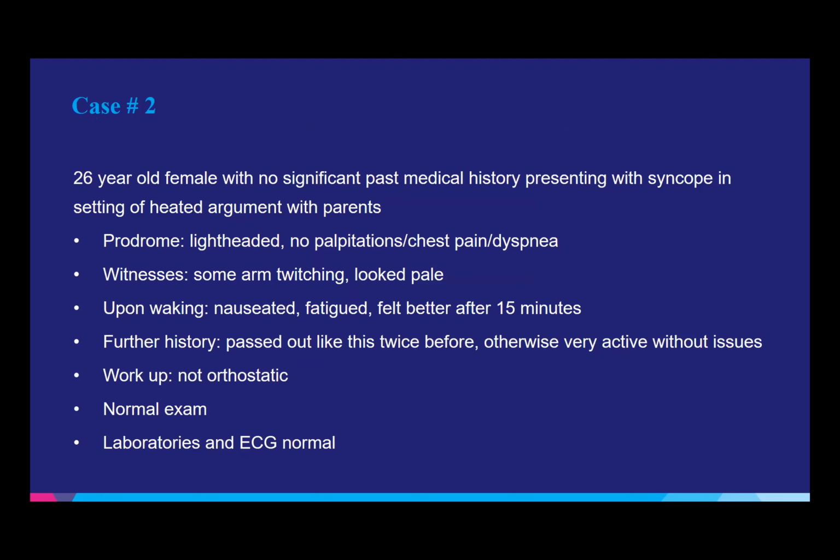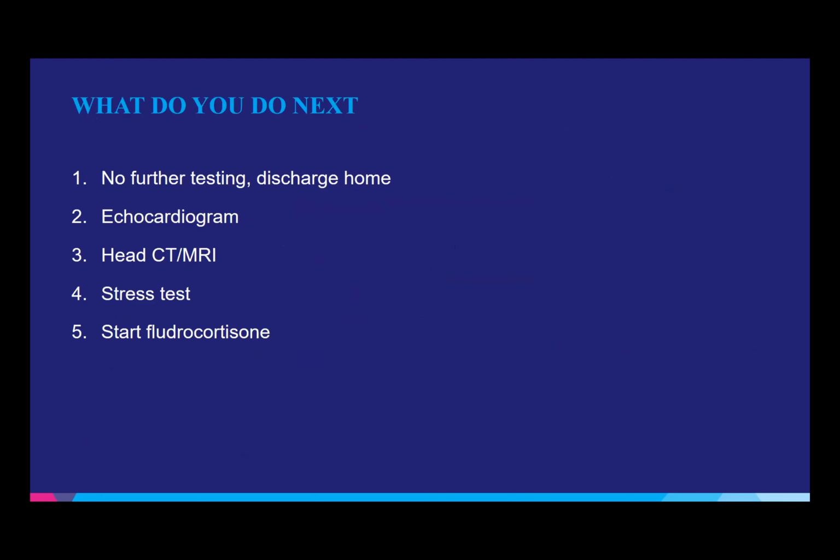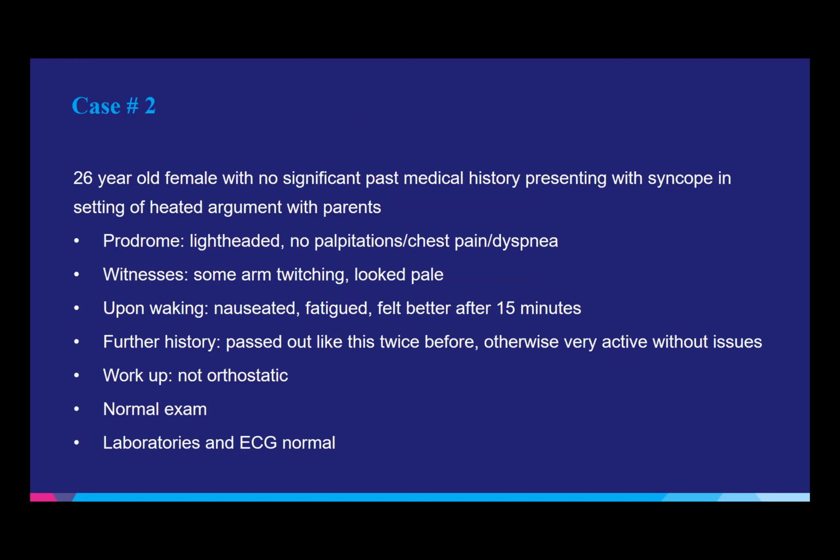All right, Darren, do you want to read case number 2? Sure. So a 26-year-old male with no medical history presenting with syncope in the setting of a heated argument. Prodrome this time is that he was lightheaded, no palpitations, chest pain, or dyspnea. Witnesses saw some arm twitching, and he looked pale. Upon awakening, nauseated, fatigued, felt better after 15 minutes. Further history, passed out like this before, but otherwise very active without issues. Workup not orthostatic, normal exam, labs and EKG normal.